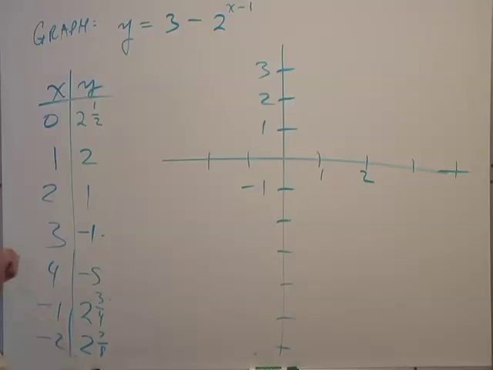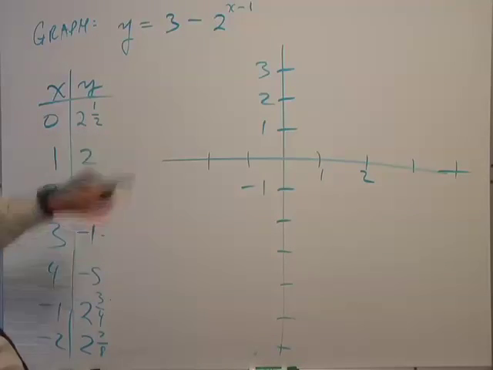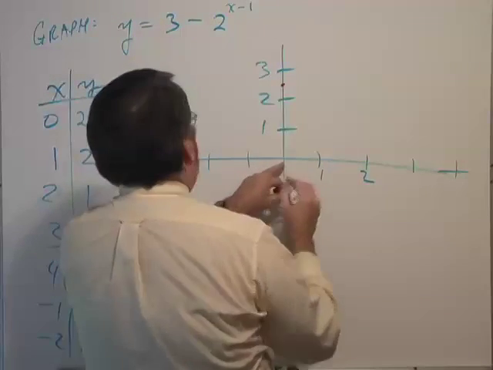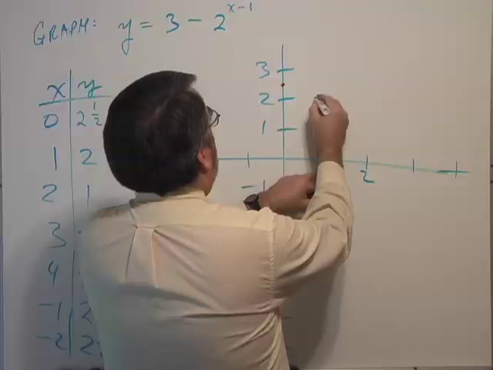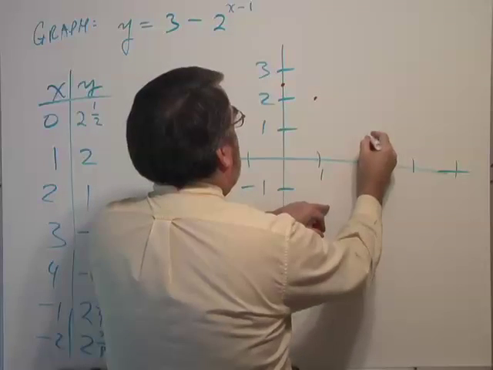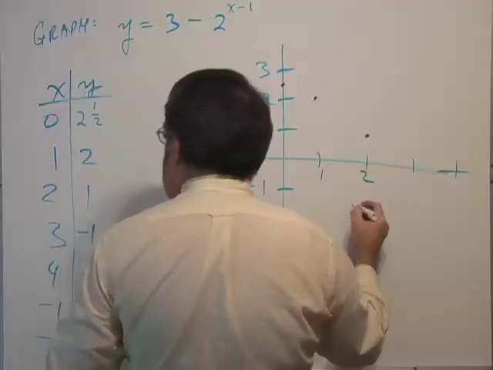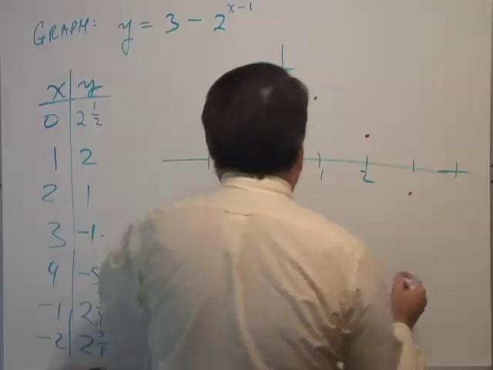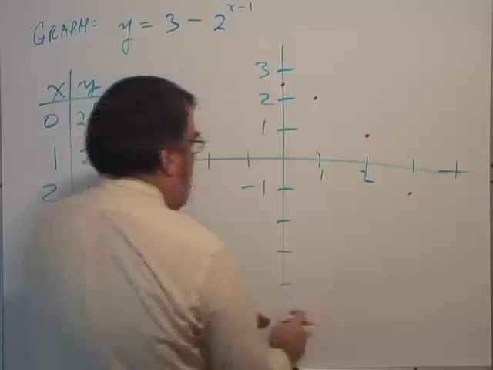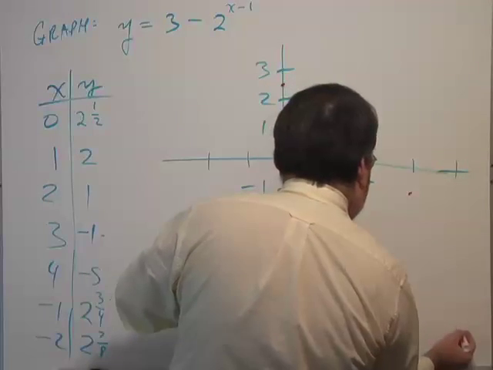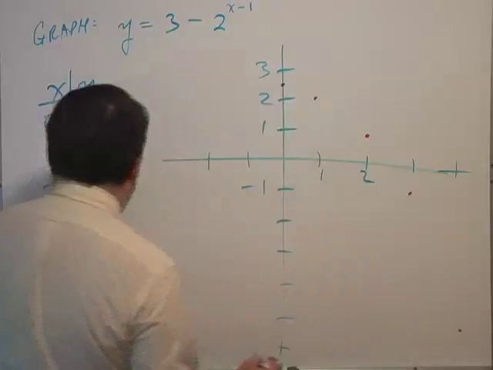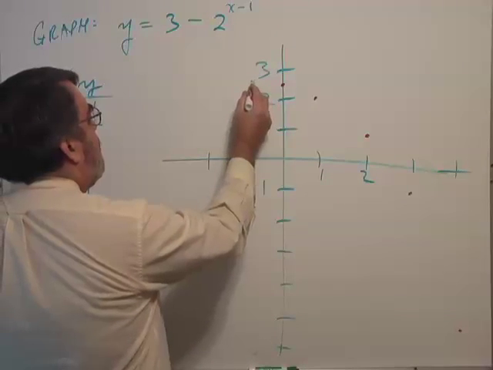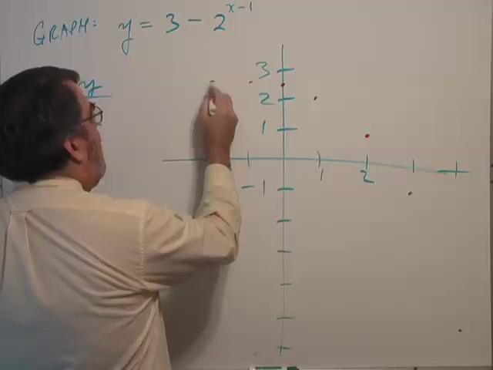All right, so (0, 2.5). 0, 2.5 is right here. (1, 2). (2, 1). (3, -1). (4, -5) down here, about. Going backwards, (-1, 2 3/4), and (-2, 2 7/8).